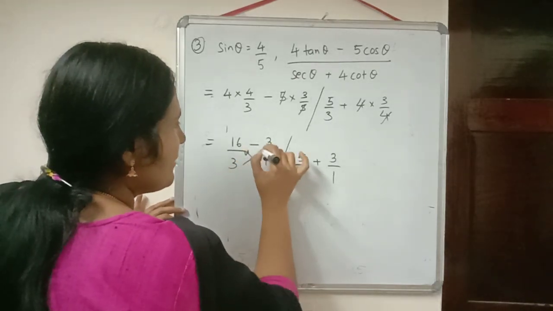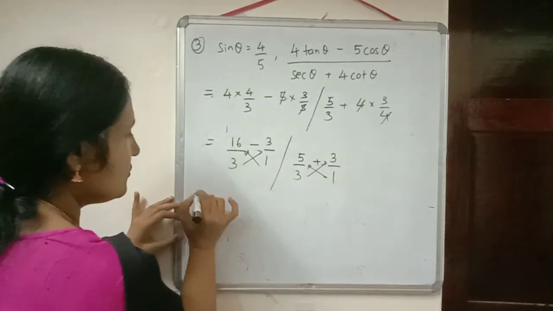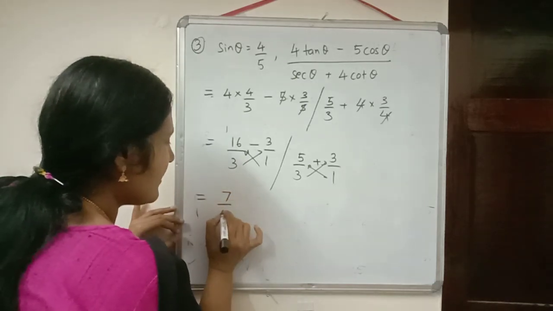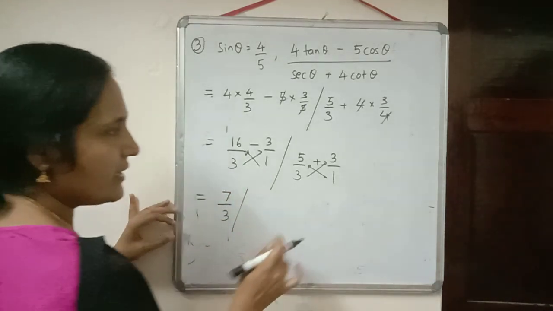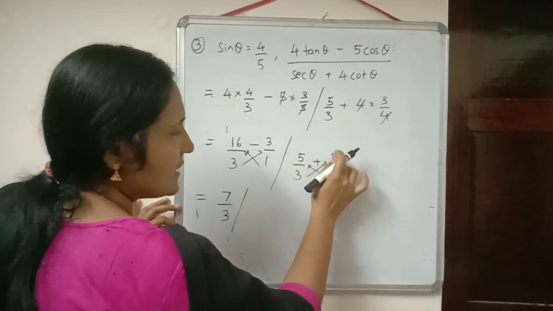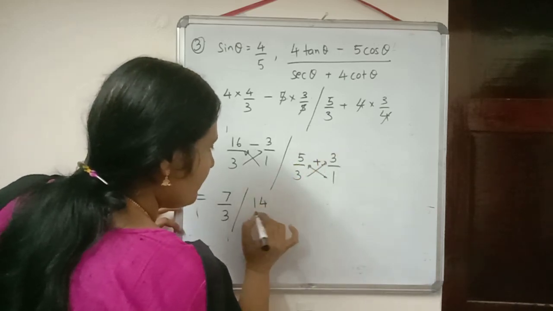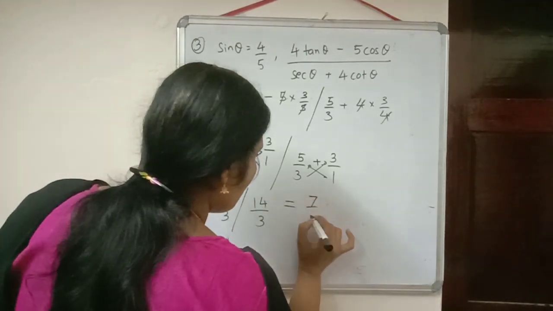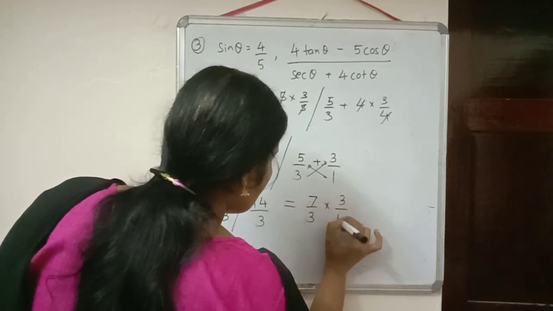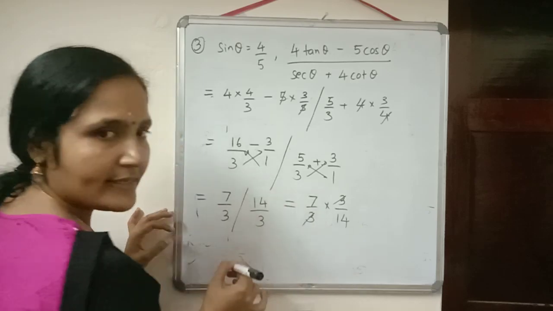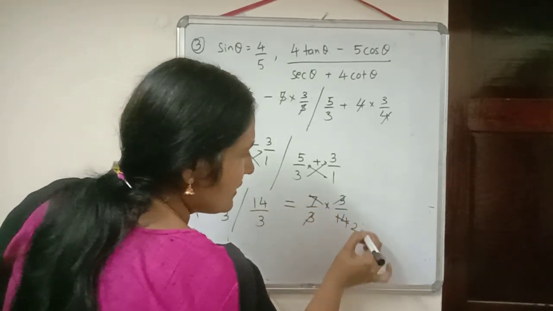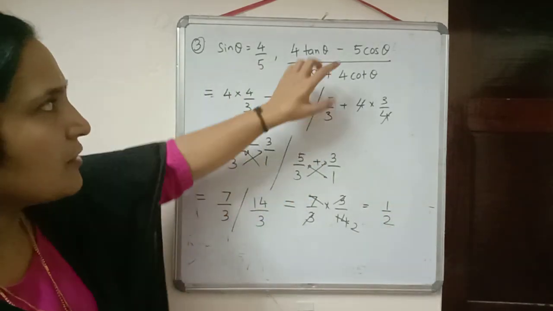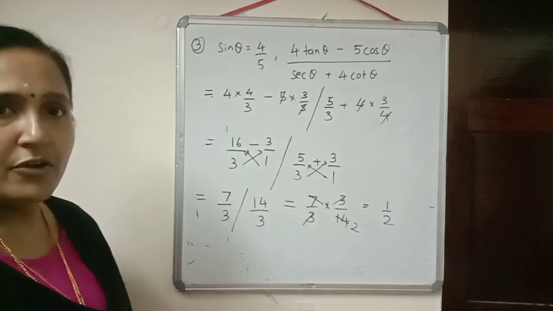Now what we can do? We can do the cross multiplication. So it will come 16 minus 9, and 16 minus 9 is 7. So 7 by 3 divided by, here what will come? 5 plus 3 3s are 9. So 5 plus 9, 14 by 3. Now we will change the division into multiplication. So we will get 7 by 3 into 3 by 14. 3 and 3 will get cancelled. 7 and 14 also we can cancel it. So answer will come is equal to 1 by 2. So the value of the expression is 1 by 2.